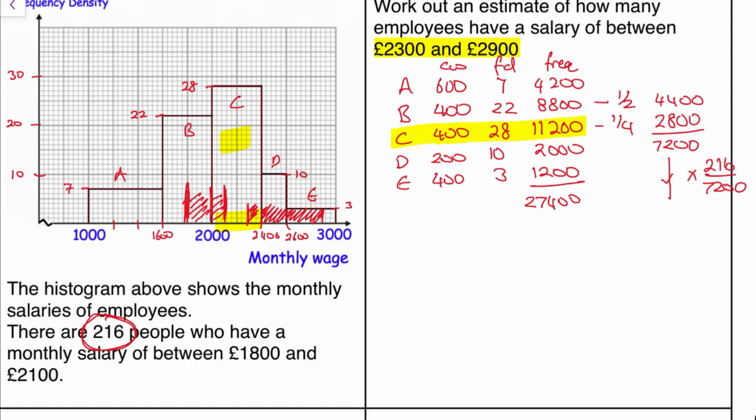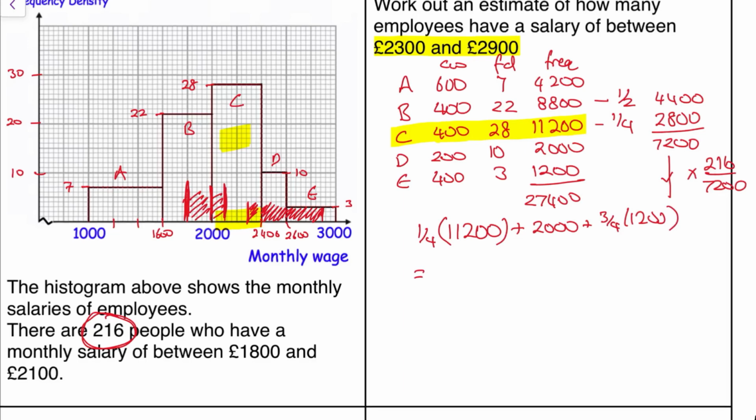So let's work it out based on my numbers. So remember what I just said. I want a quarter of C, which is 11,200. I want all of D, which is 2,000. And I want 3/4 of E, which is 1,200. So based on my scale, if I get my calculator and work that out, I get 5,700. However, that's on my scale, so I need to multiply by the scale factor, which is 216 over 7,200. And that gives me, well, it's a round number for whatever that's worth, but it gives me exactly 171 people.